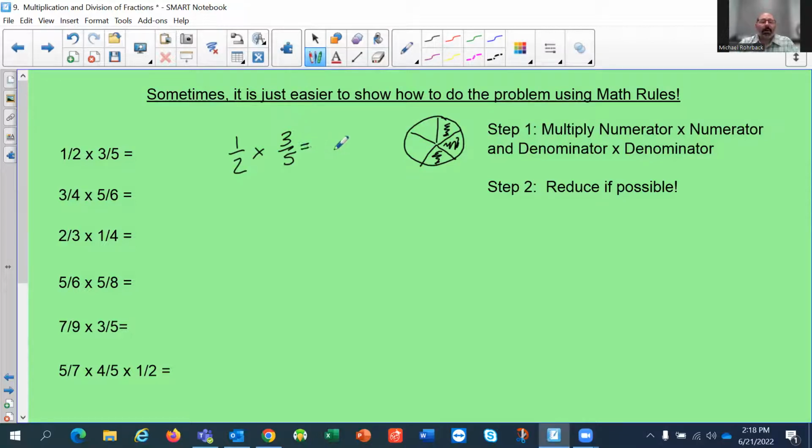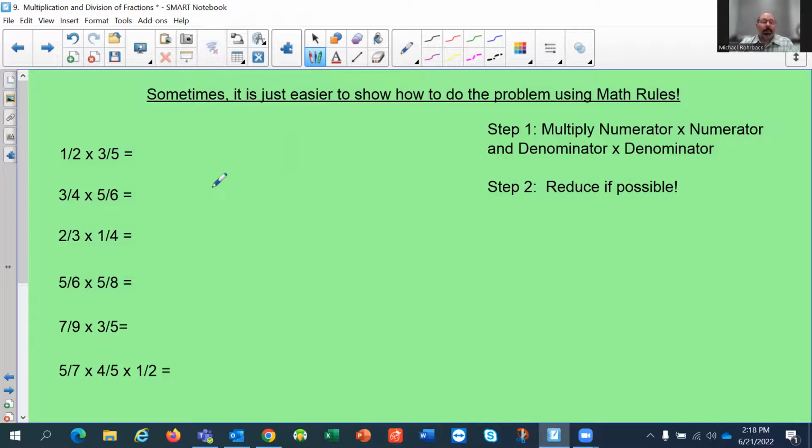In fraction multiplication, it's really very simple. You're going to multiply the numerator times the numerator, and the denominator times the denominator. If you can reduce before you do it, it's a good idea to do that first. But for right now, we would just do the 1 times the 3, and we would get 3. Do the 2 times the 5, and we would get 10. And 1/2 of 3/5 is equal to 3/10. And that's it. There's no common denominators. The only thing we have to worry about is reducing if possible.